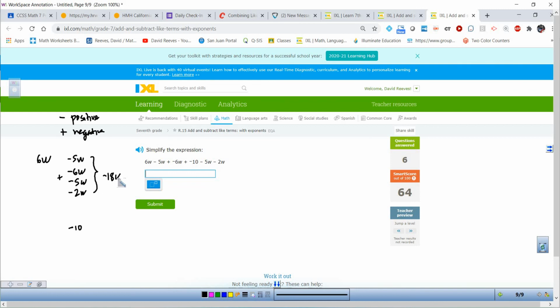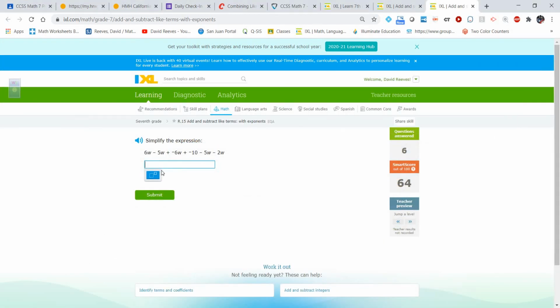So what do we end up with? We have 18 negatives to 6 positive. Well, what does 6 take away 18? What does that give me? Negative 12w. So I get negative 12w minus 10. Negative 12w minus 10. Or negative 10 minus 12w. Either one of those will work. All right, so let's see if we can do this. All right, we have negative 12w, negative 12w, and then it was minus 10.